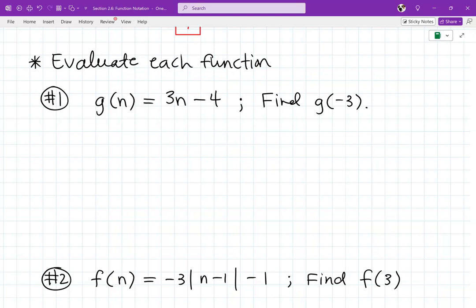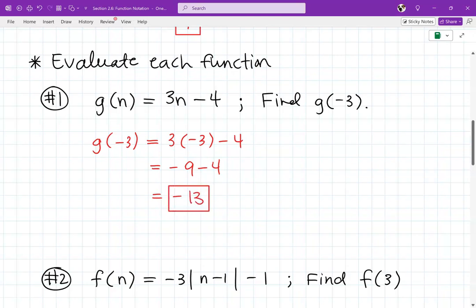So notice 3n minus 4. So yeah, there's an n in there, 3n minus 4. So they want me to find g of negative 3. That means that instead of n, they want me to plug in a negative 3. So I'm just going to plug it in on the right side of that equation. It's going to be 3 times negative 3 minus 4. Well, that's negative 9 minus 4, which is negative 13. And that's it. There's nothing more to do.